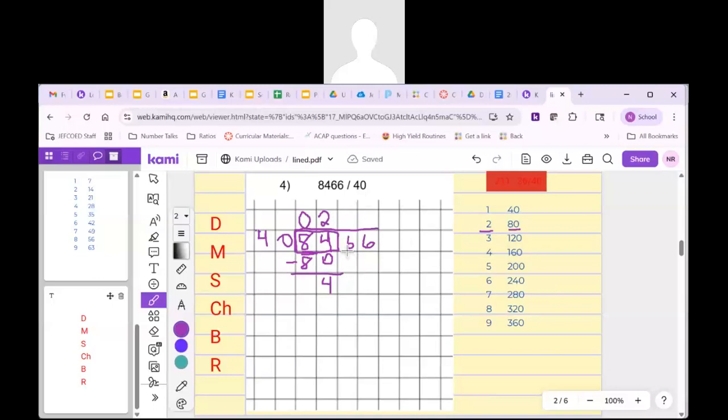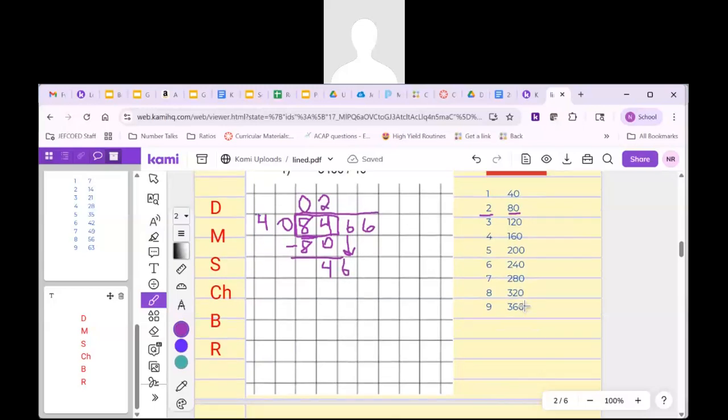Yes. You bring down. Okay, I encourage you, if you missed this, to stop the video right here and see if you found your mistake, or you can erase from this point on and do it correctly and then come back. Okay, I'm going to assume you're back and that you brought down the 6, so you had 46. And then you're saying, how many groups of 40 can I get out of 46?